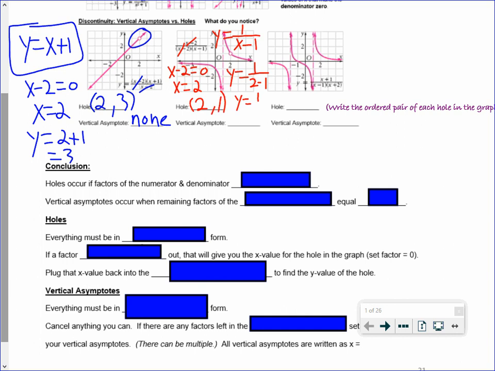There's not a lot of room here, so sorry if it's a little cramped. We probably should have put some more room in there. Okay? Anyway, that's how we get our hole.